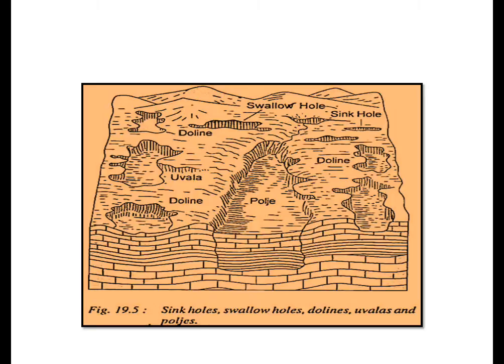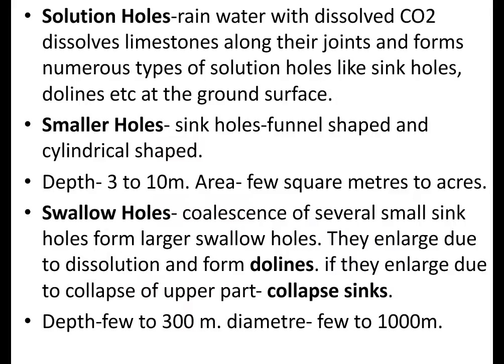In this image we can see other landforms like uvala, doline, polje, swallow hole and sinkhole. Depending upon the size of these structures, they have different names. Let's see them one by one.